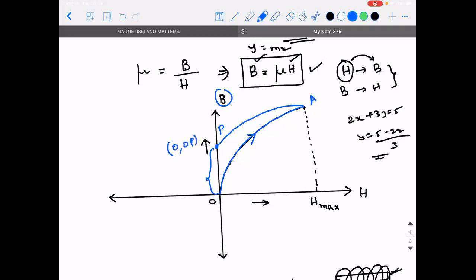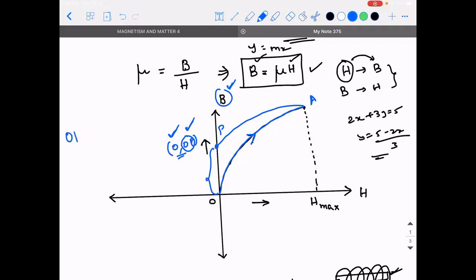0, OP. Correct? Where OP is the distance along the y direction. But OP corresponds to the value of Y. Y stands for what? Magnetic induction. So looking at this coordinate, can I say, even when there is a zero magnetizing field present, I repeat, even when there is a zero magnetizing field present, that the material is able to retain the magnetism? Yes or no?